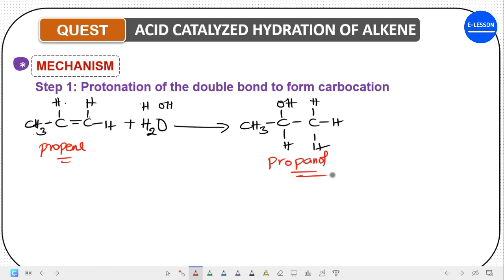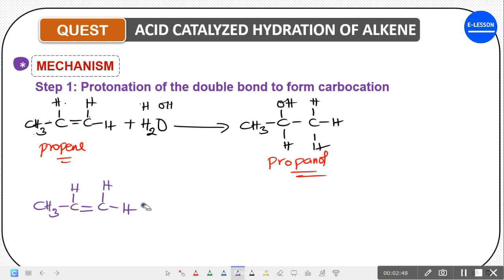Now, what is the mechanism of this reaction, or how does this reaction occur? We have the protonation of the double bond to form a carbocation. So we have something like this: CH3, then we have C, hydrogen, C, hydrogen, and hydrogen, double bond, plus H2O. But what is protonating the double bond? An acid, the hydronium ion. That is why we said the reaction is acid catalyzed. Okay, so we have the hydronium ion. We can write it something like this.